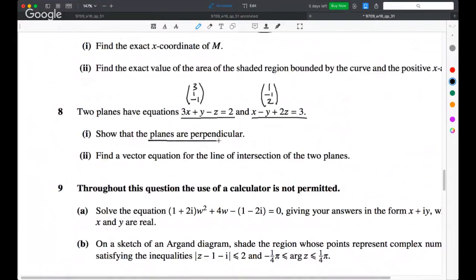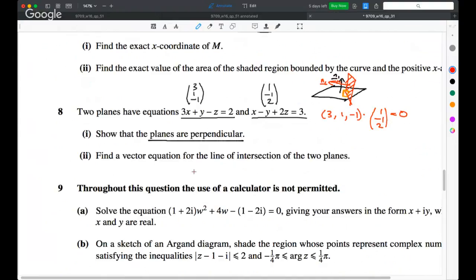Well, if two planes are perpendicular, that means that their normal vectors are perpendicular. So if we have plane 1 with N1 and some other plane 2, which has a right angle between them, well, obviously there is going to be a right angle between the normals as well. So we just have to dot them together. So we have 3, 1, minus 1, dotted with 1, minus 1, 2, and you find this is equal to 0.